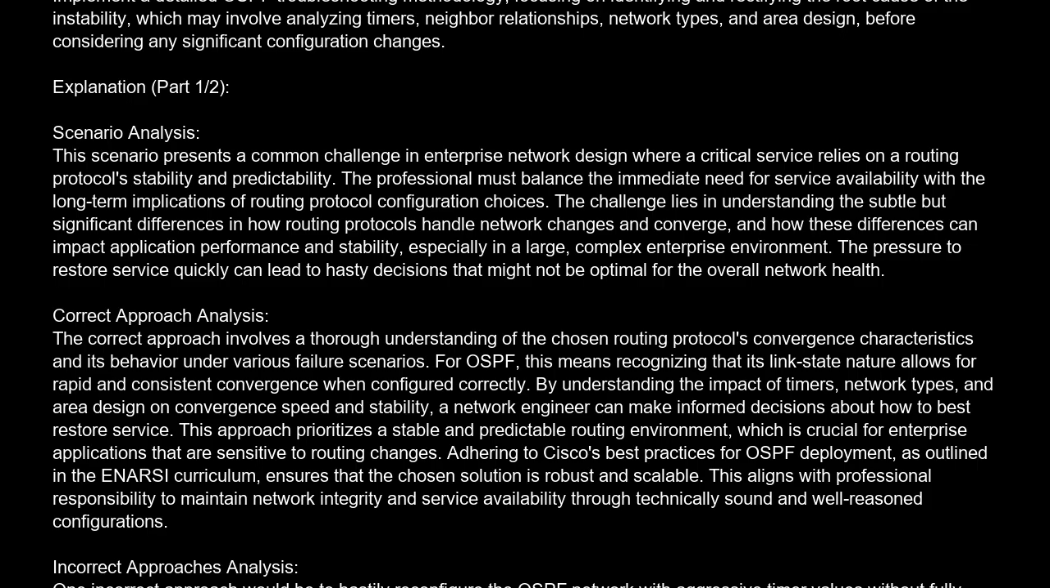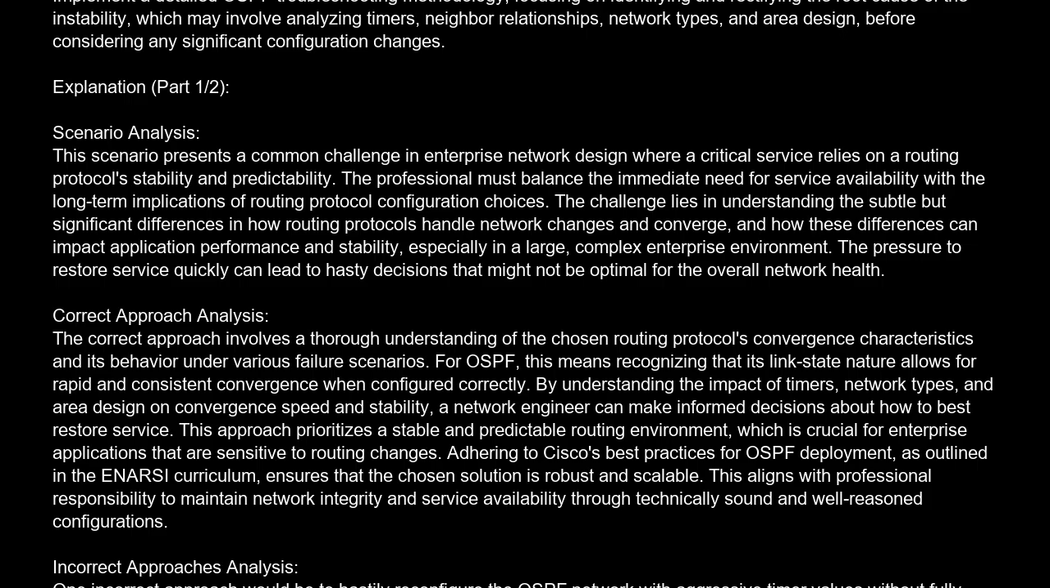Correct approach analysis. The correct approach involves a thorough understanding of the chosen routing protocol's convergence characteristics and its behavior under various failure scenarios. For OSPF, this means recognizing that its link-state nature allows for rapid and consistent convergence when configured correctly. By understanding the impact of timers, network types, and area design on convergence speed and stability, a network engineer can make informed decisions about how to best restore service.